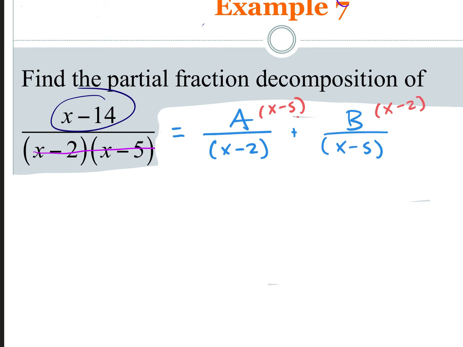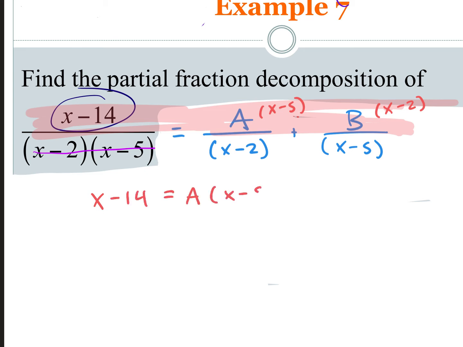And then we just set the tops equal to each other. So I have x minus 14 is equal to A times x minus 5 plus B times x minus 2. What do I do next? What would make this parentheses 0? What value of x? 5. So x is going to be equal to 5. And then what would make this one 0? 2.